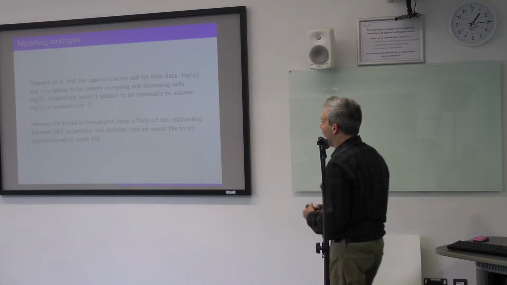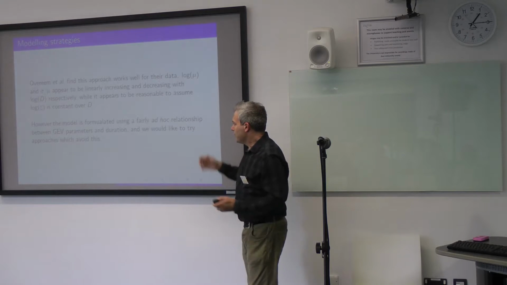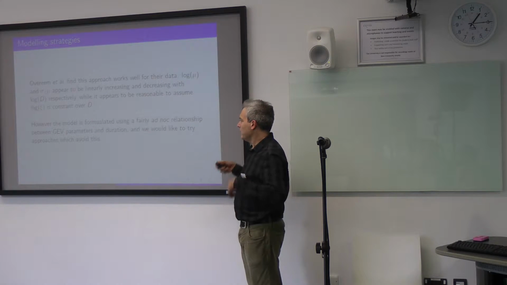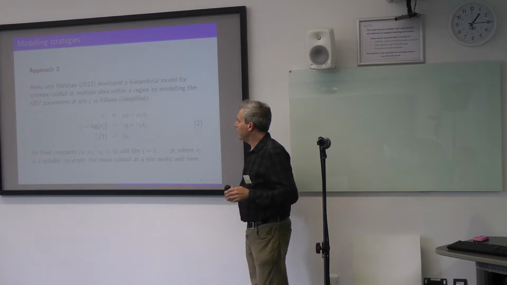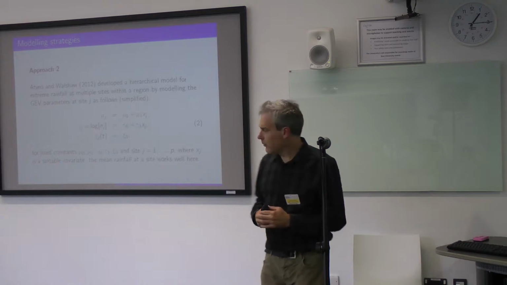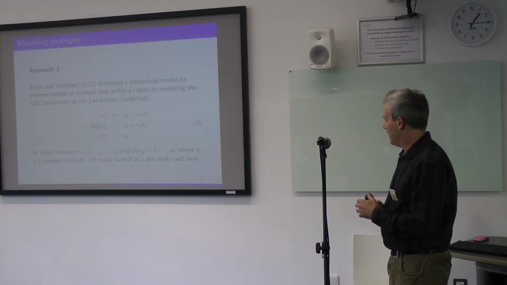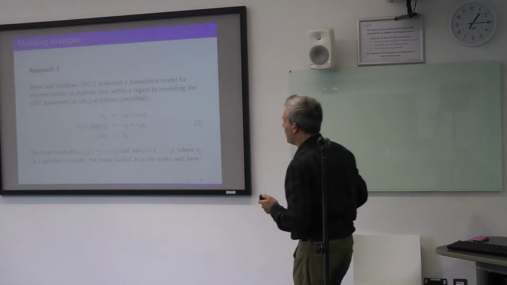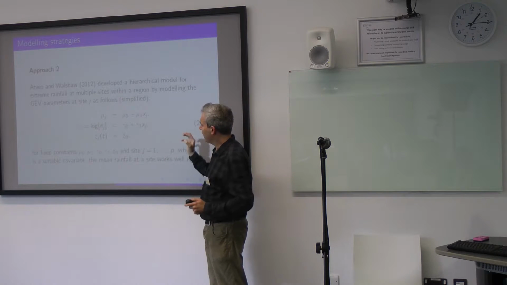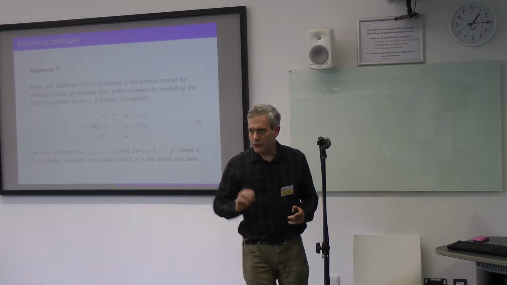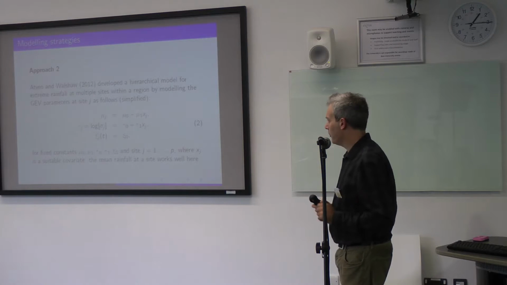So, fairly ad hoc relationship between GEV parameters and duration, and we'd like to try approaches which avoid that. So here's a second suggestion. Working with Jonathan Attia and myself, we built a hierarchical model for extreme rainfall at multiple sites. This is a little bit like the model that, say, Theo was talking about, for those of you that were in the first talk this morning.